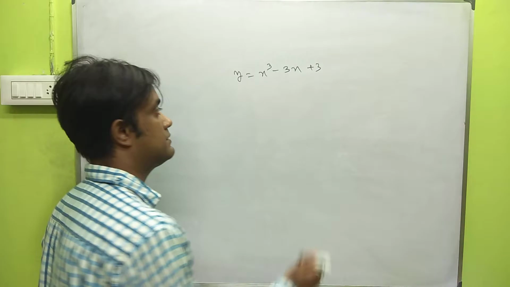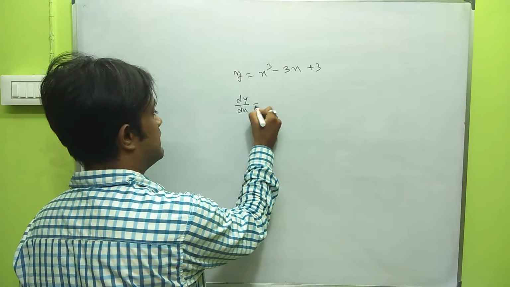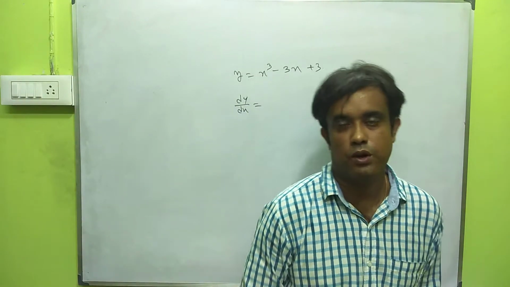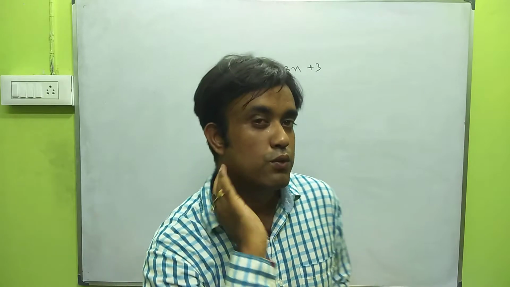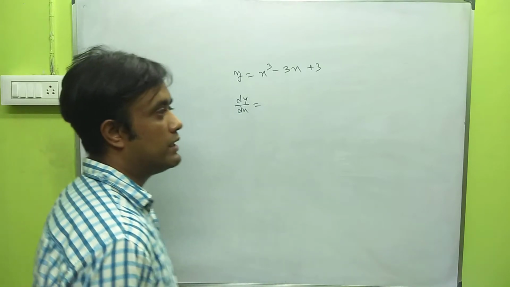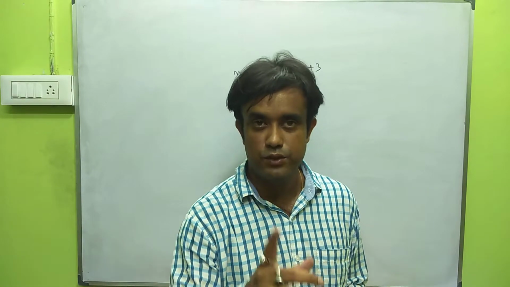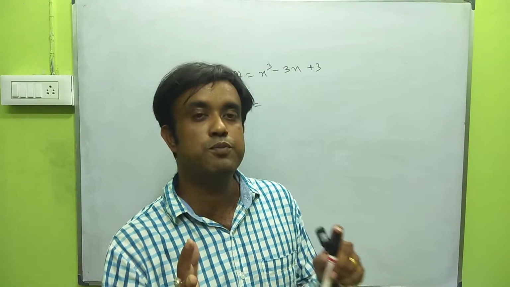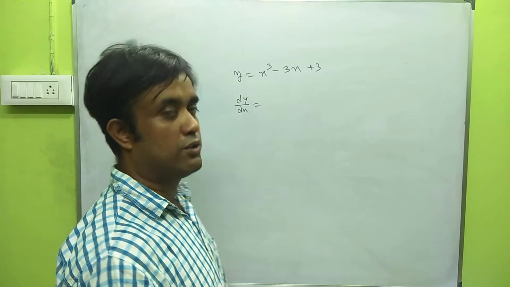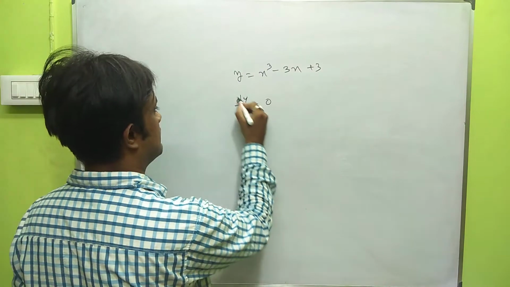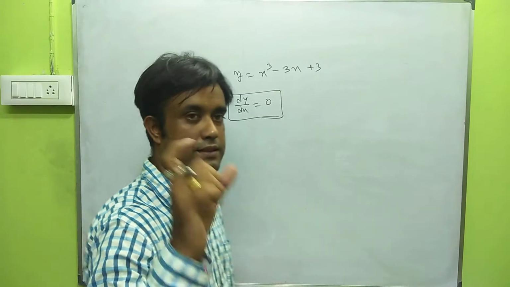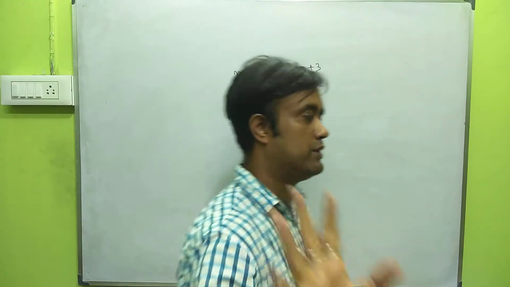To find it, step 1, please note down step 1. In order to find maxima or minima, we first follow some steps. First step is we find the turning point, that is, at which point dy by dx is equal to 0. So please note in your notebook that dy by dx is equal to 0 for the turning point. We first find the turning points.